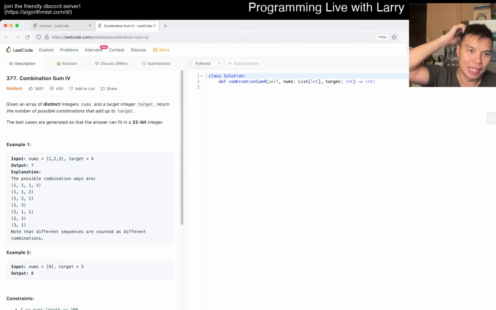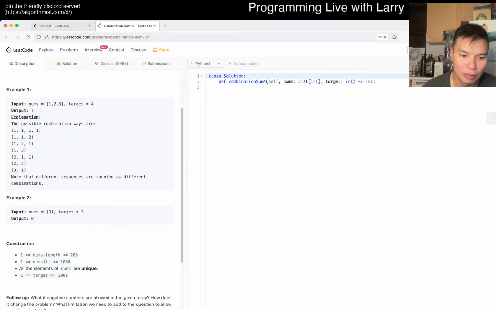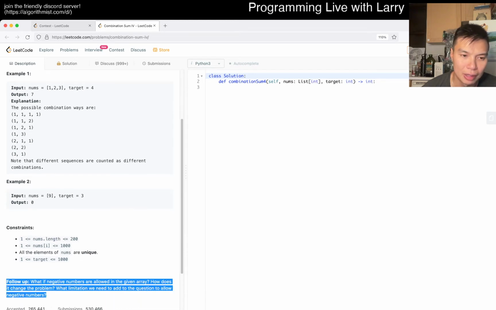Alright, today's problem is Combination Sum 4. Given an array of distinct integers nums and a target integer target, return the number of possible combinations that add up to target. Okay, so this is what you might call one of those variations of knapsack. Negative numbers don't really matter that much.